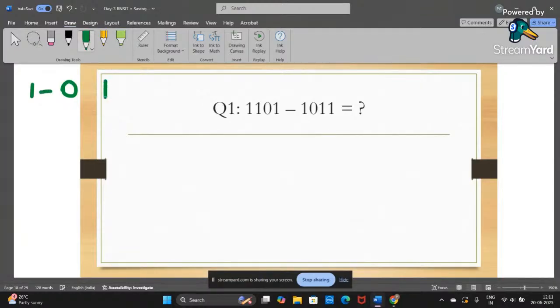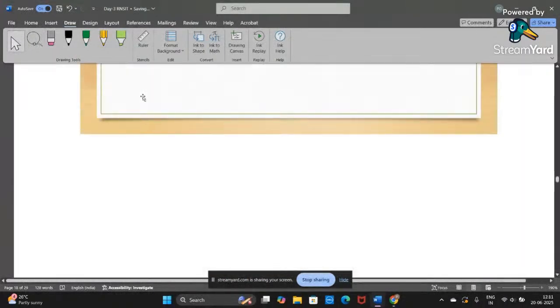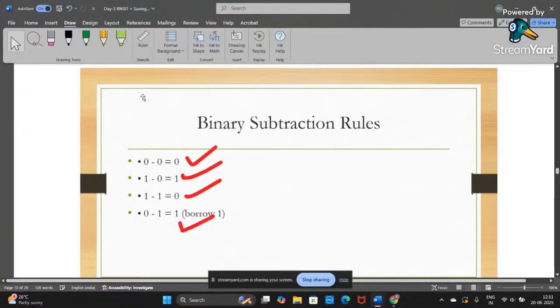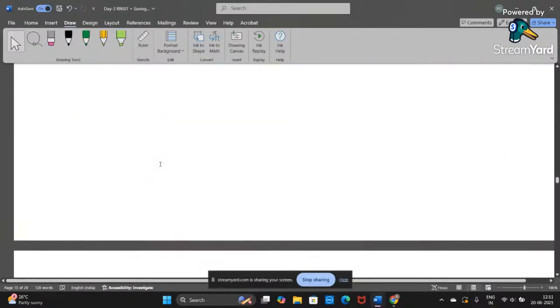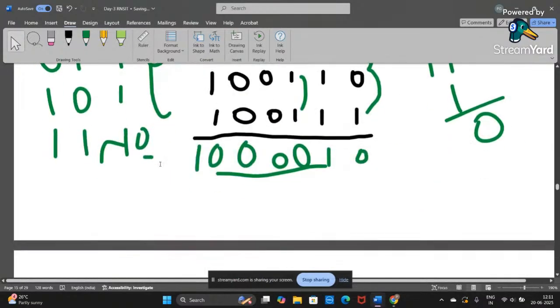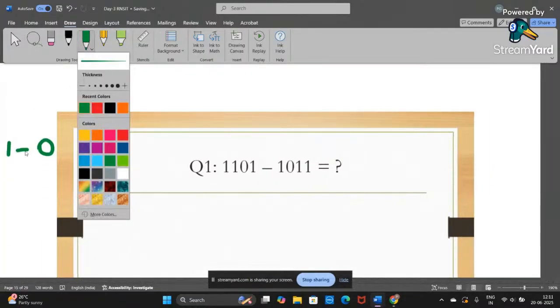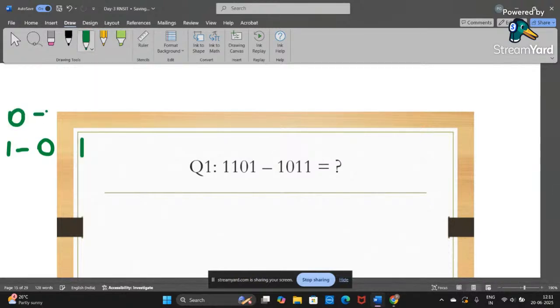One minus zero, it is one. We'll recall it again. Okay, we'll start with zero first. 0 minus 0, it is 0. 1 minus 0, it is 1. 1 minus 1 is equal to 0.